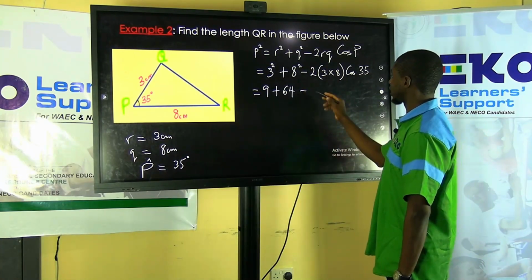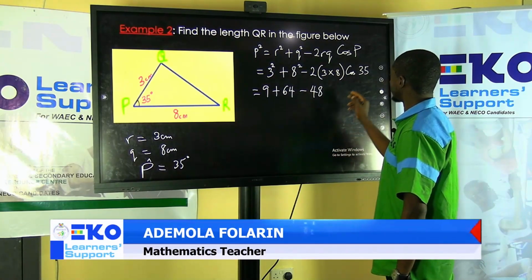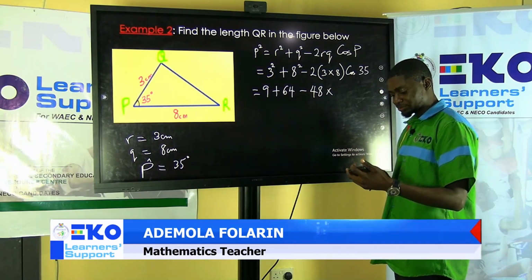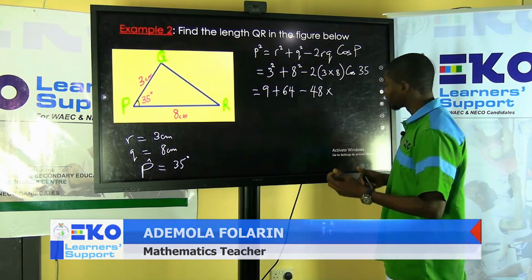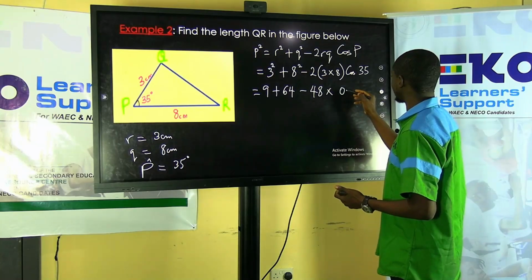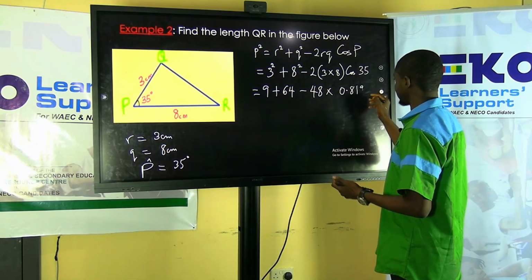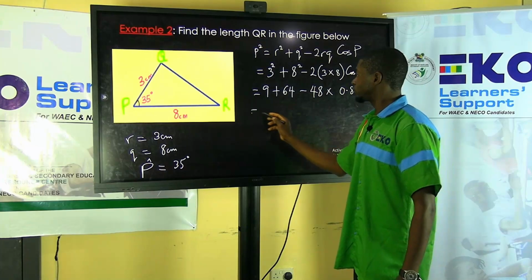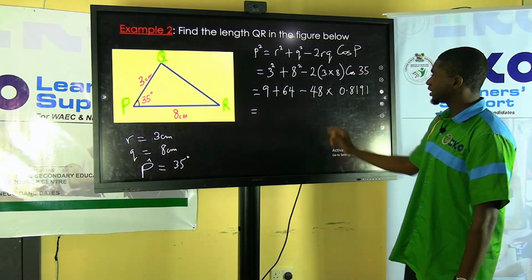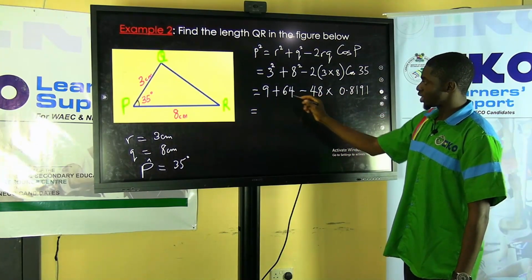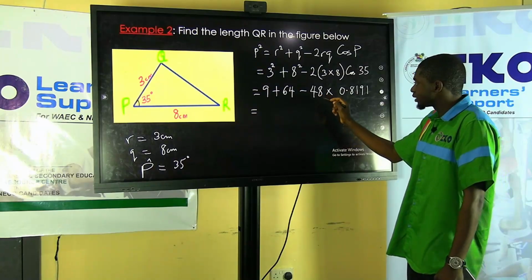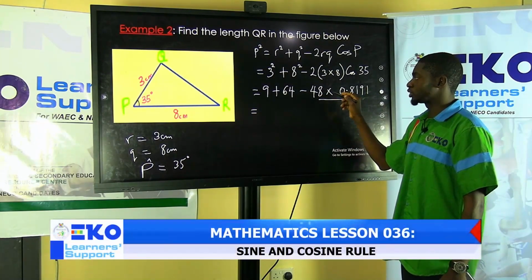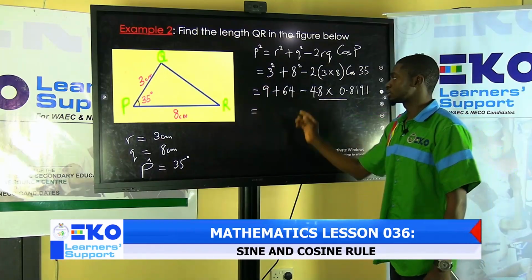24 multiplied by 2, that's 48. Then we check for the cos of 35 with our calculator or four-figure table. That gives us 0.8191. So if we are doing this, let's not make the mistake of including this in our addition and subtraction. This is joined with this part by multiplication. So let this go first.